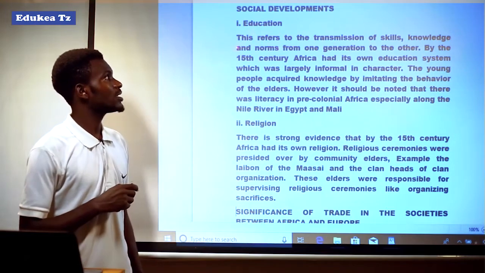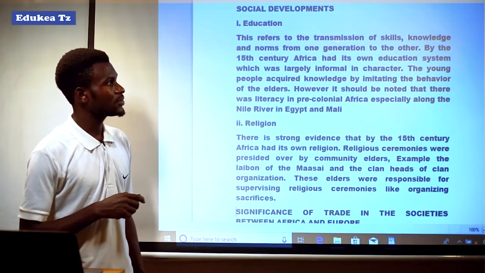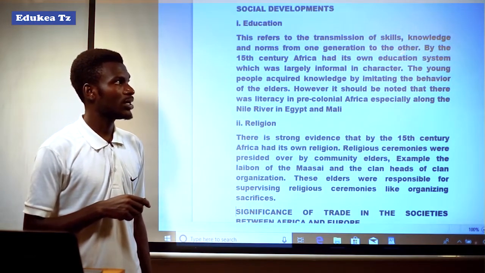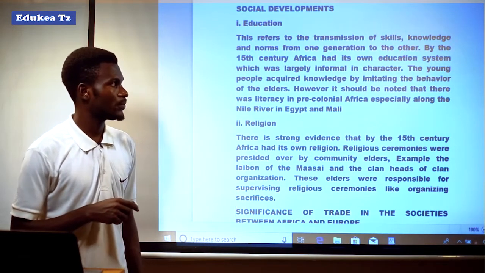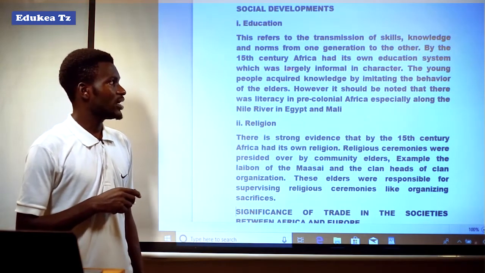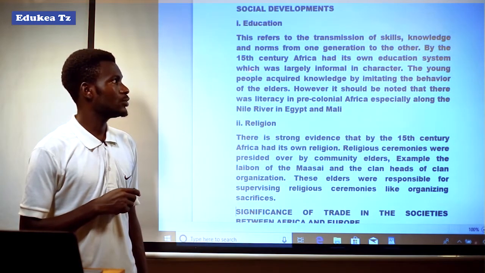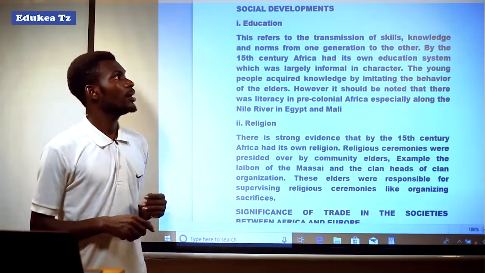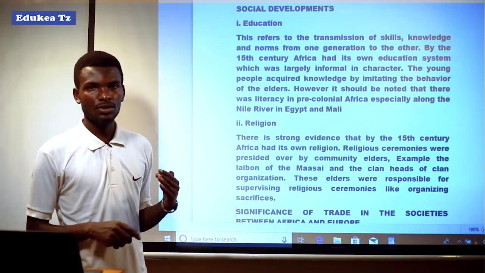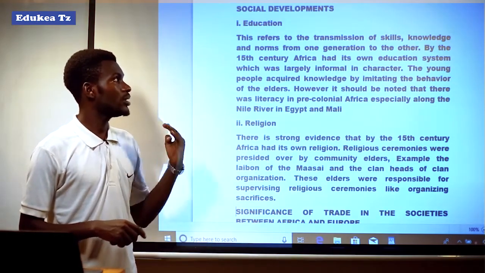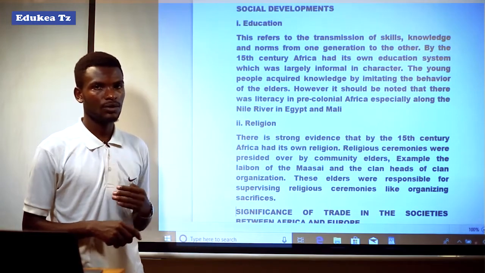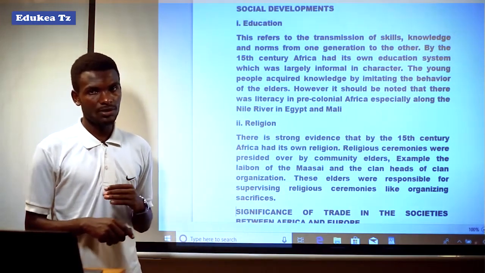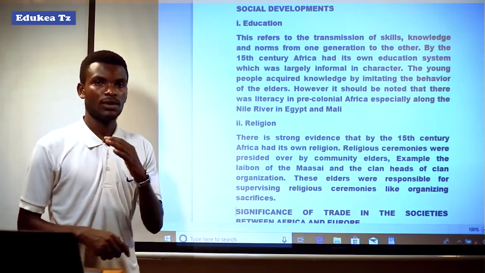The first one was education. This refers to the transmission of skills, knowledge, and norms from one generation to another. By the 15th century, Africa had its own education system which was largely informal in character. It means that education existed in Africa before the coming of colonialism.